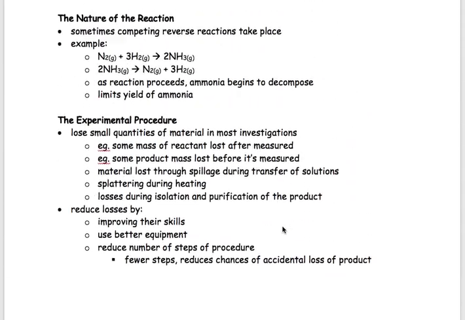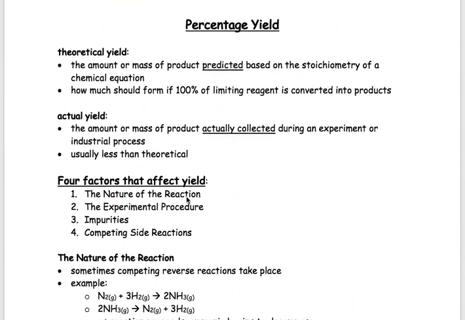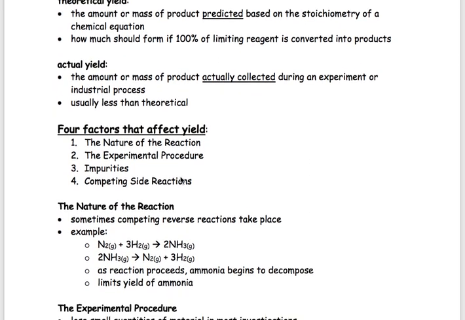We're just going to discuss here, though, what happens. If we were being really, really careful and we were making sure we didn't lose any crystals, we didn't spill anything and so forth, what issues can happen that we just can't control? All right, so here are the things: the nature of the experimental procedure, impurities, competing side reactions.